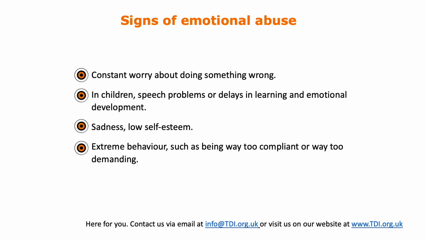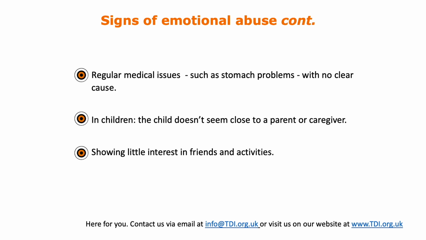Some signs of emotional abuse. People who constantly worry about doing something wrong. In children, speech problems or delays in learning and emotional development. Sadness or low self-esteem. There could be extreme behaviours, such as being way too compliant or way too demanding, again, particularly in children. There could be regular medical issues, such as stomach problems, with no clear cause or explanation. In children, the child doesn't seem close to a parent or caregiver. Finally, people showing little interest in friends and activities.